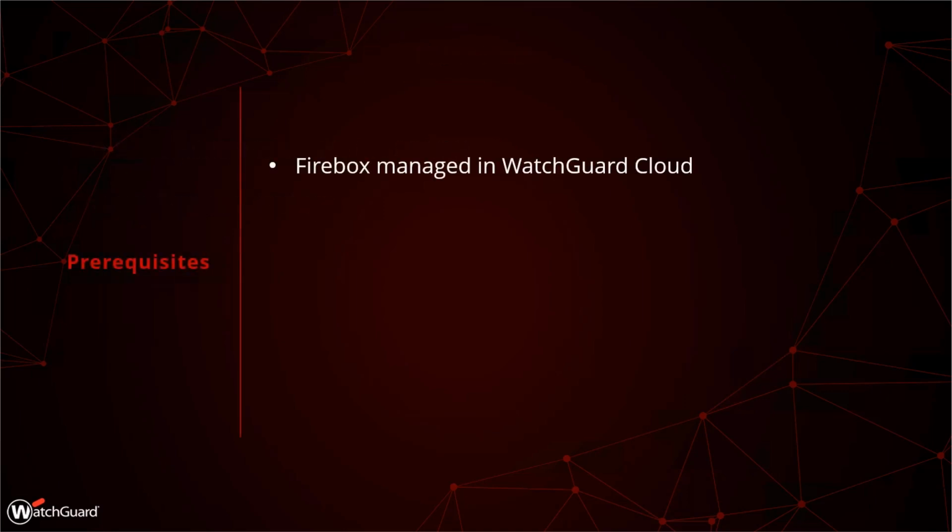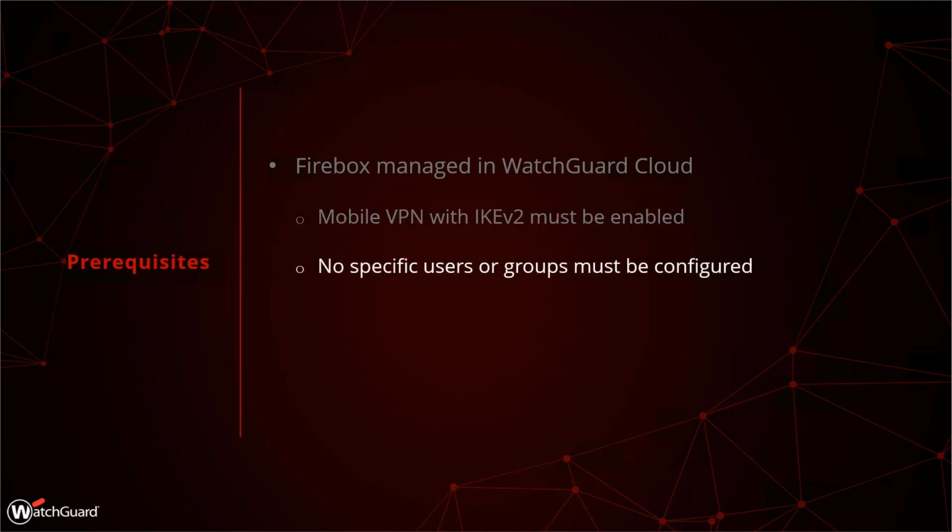So the first prerequisite is that your Firebox is managed in WatchGuard Cloud. And then you must have the mobile VPN with IKEv2 enabled. And within that, you don't have to create any specific users or groups. The default settings would work, or if you already had existing users or groups that you're using for normal mobile VPN access, the VPN configuration for the APs will be added alongside that.